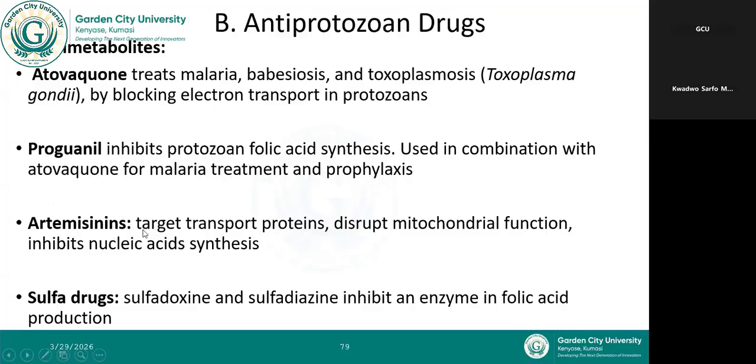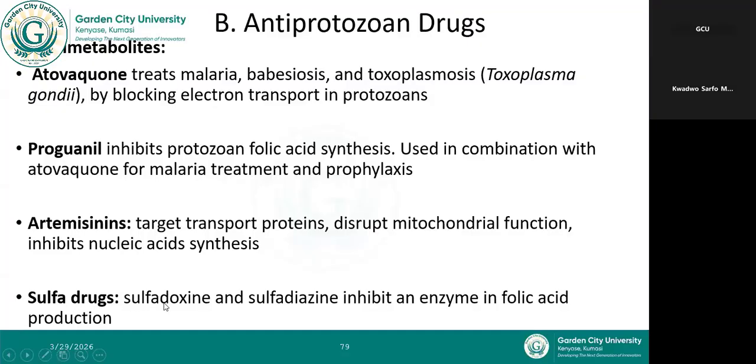Artemisinin are also potent because they target different pathways. That's why they are very effective for malaria treatment or control. They target protein transports. They also disrupt mitochondrial function to generate more energy within the parasites. They also target DNA and RNA synthesis. They inhibit them so that replication cannot occur. And if there is no replication, there will be no cell division for reproduction to occur. So the numbers are reduced so that the immune system can take care of them.